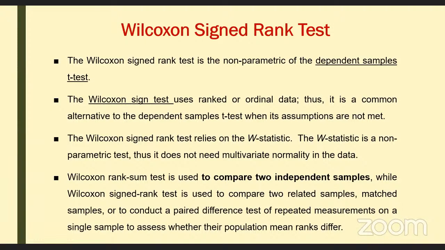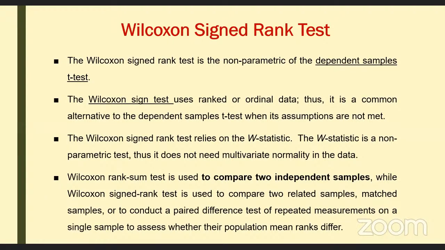If your data points have before and after treatment, before and after observation, and the data has a normal distribution, it's parametric data, then we go for the paired t-test. And if the data do not have a normal distribution, then we go for the Wilcoxon signed-rank test, which gives us the W statistic.